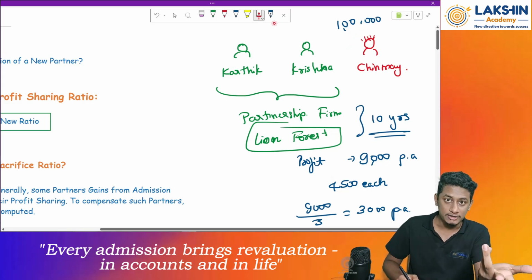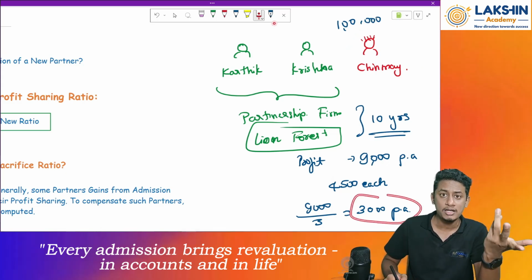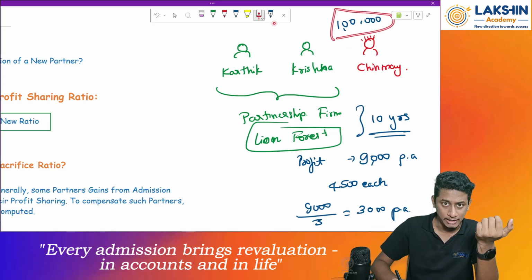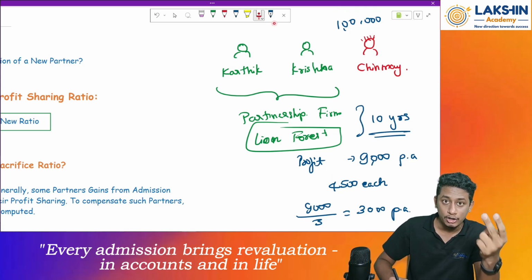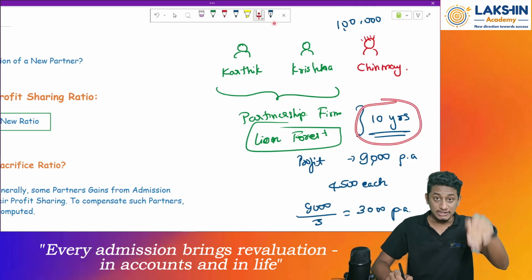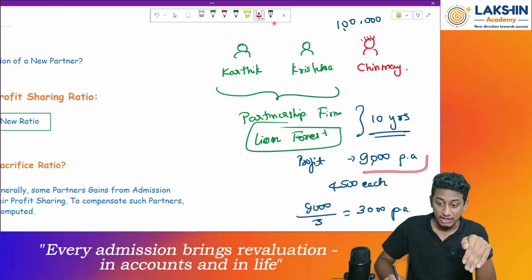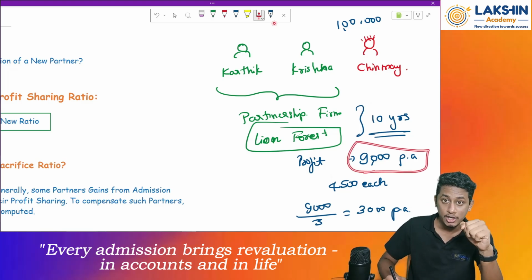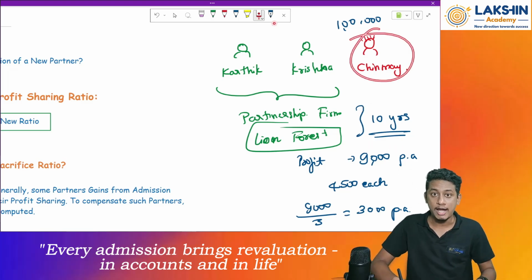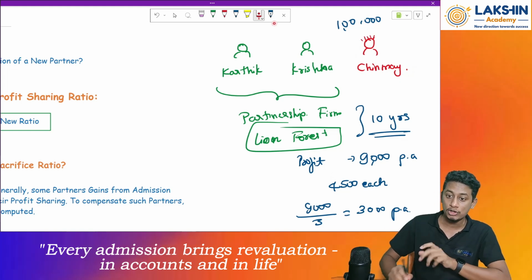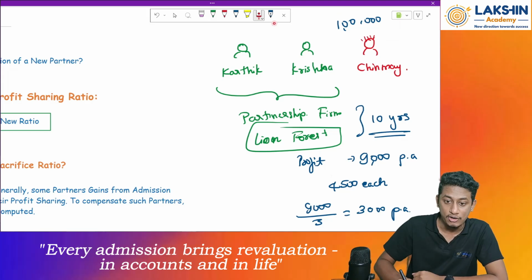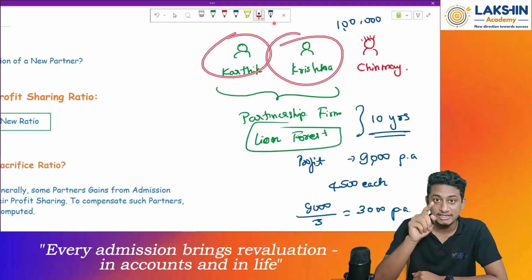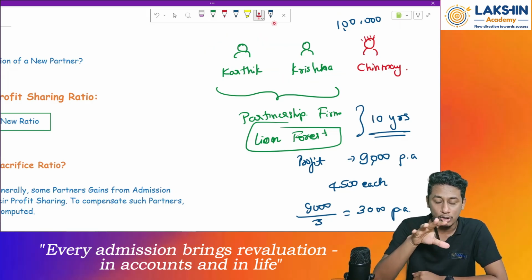Profits have not increased, but he is getting a profit share. Why? Simply because he has invested the capital. What about the 10 years for which Krishna and Karthik have grown the business? Because the business is at that point, they are earning 9,000 per annum as profit. Now Chinmay is simply coming in and saying that I want a profit share, I am only giving you the capital of rupees 1 lakh. Is it fair on these two people? You tell me, is it fair on both of them?